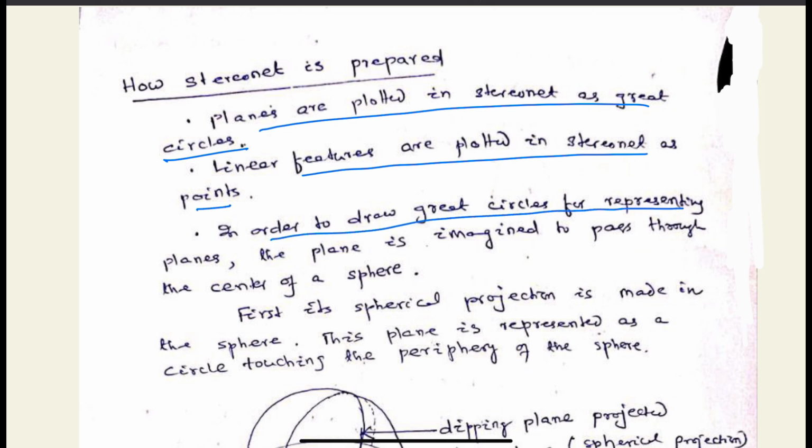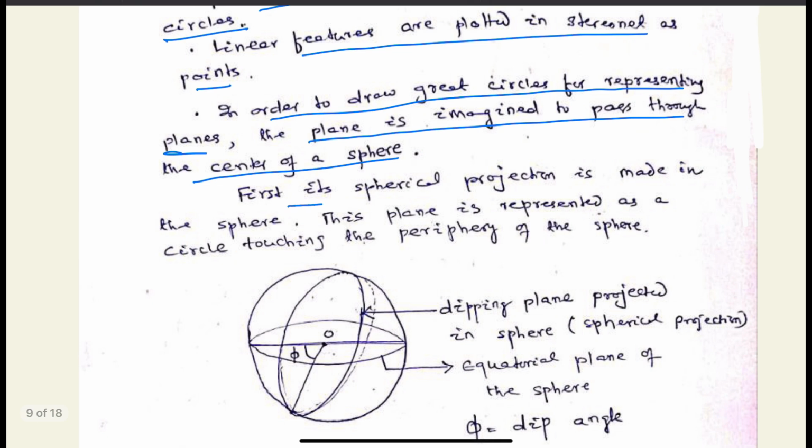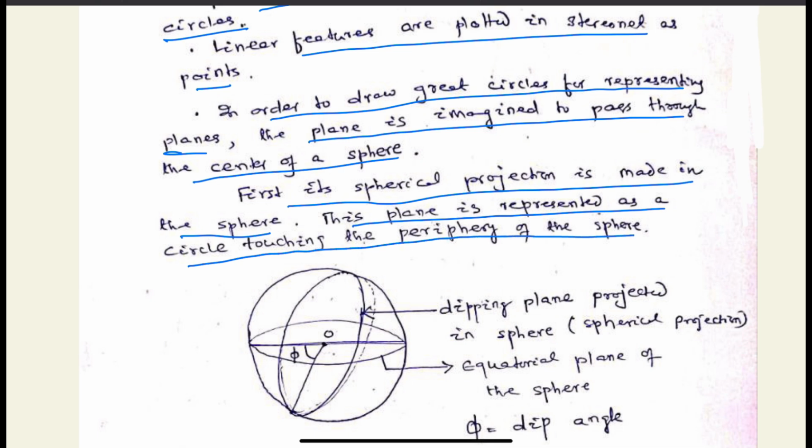In order to draw the great circles for representing the planes, the plane is imagined to pass through the center of a sphere. First, its spherical projection is made in the sphere. This plane is represented as a circle touching the periphery of the sphere. So, let us say this is the sphere. This is the center of the sphere, and we have imagined a plane passing through the center of the sphere, and this is the circular trace on the periphery of the sphere representing the plane.